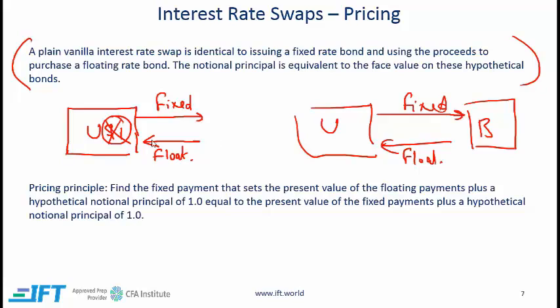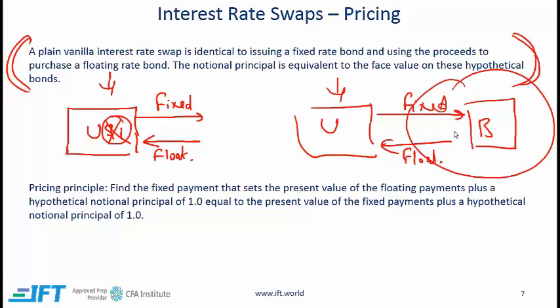Now, from your perspective, whether you are looking at this picture or this picture, is there any difference? No. So we can therefore confirm that this statement is indeed correct. Sometimes you might see this statement written slightly differently, where you might issue a floating rate bond and buy a fixed bond. Then you are just talking about the picture of the other party. So this is an important concept because it is used as the basis for pricing.